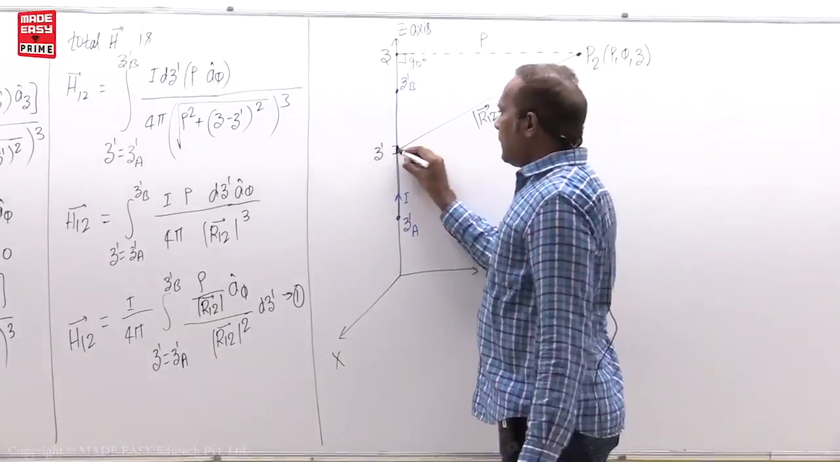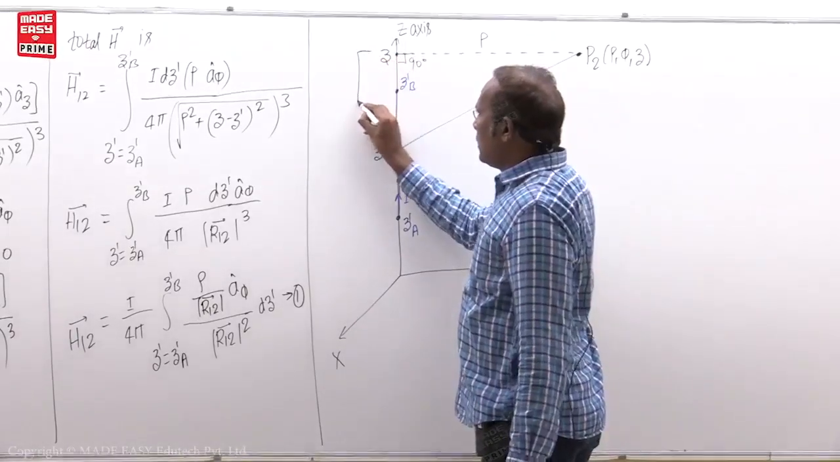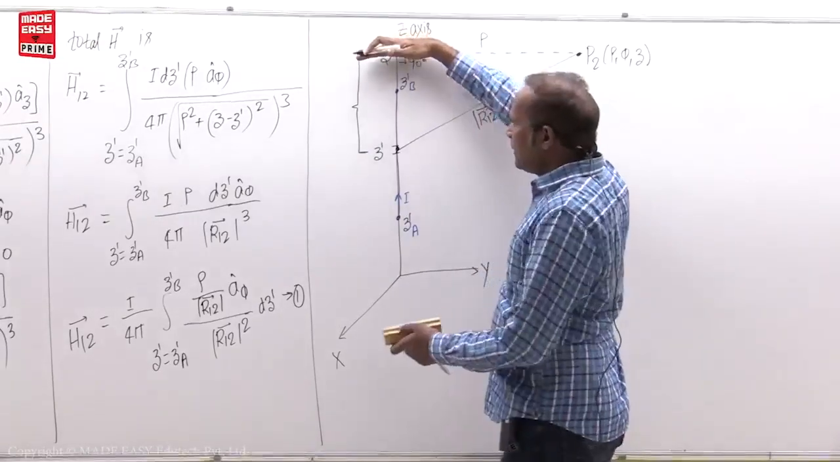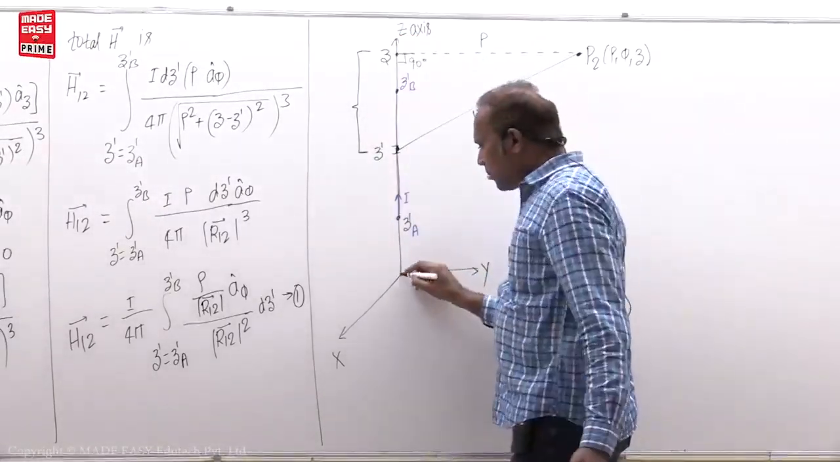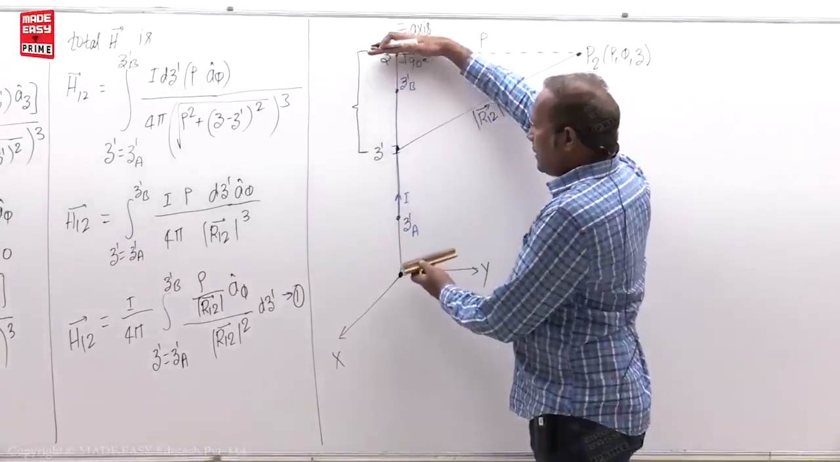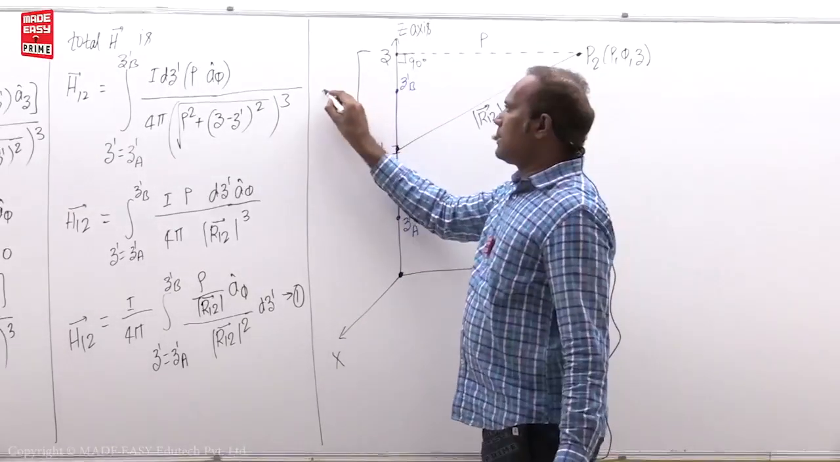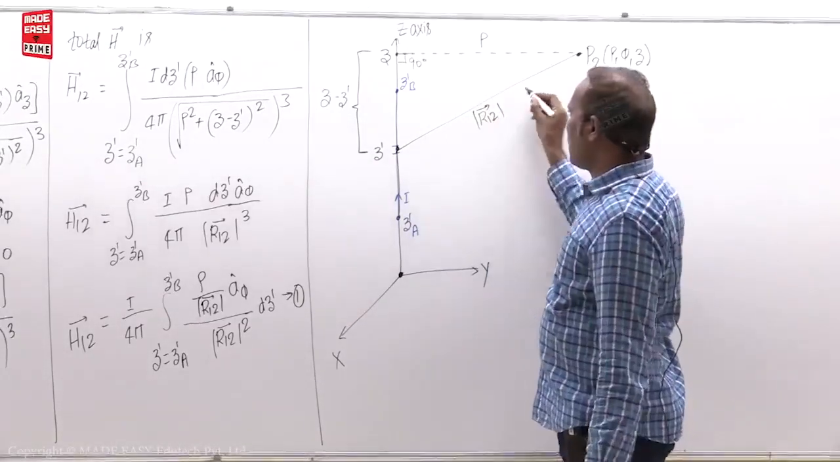Can you tell me what is this distance from here to here? This is z height, this is z dash height. Always these heights are measured from the origin. From origin to this location, the height is z. From origin to this location, the height is z dash. So this distance is z minus z dash. This is mod R12.